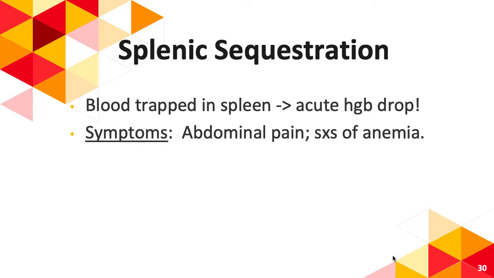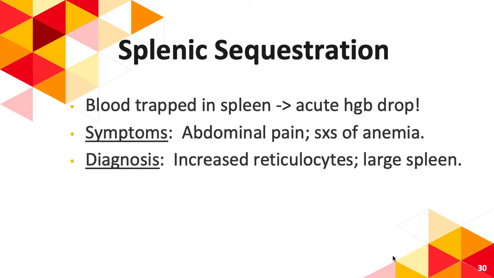What are the symptoms? They're going to have abdominal pain generally, possibly a palpable mass if you're good at feeling a spleen. These patients will have a huge spleen, so you probably can feel it even if you're not good at feeling a spleen. And they're going to have symptoms of anemia. They might be generally weak, fatigued. They might look lethargic. They might be pale. They might be hypotensive, tachycardic, all of those things.